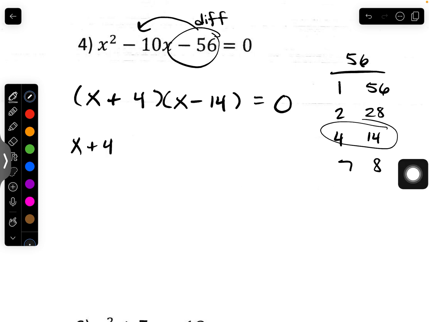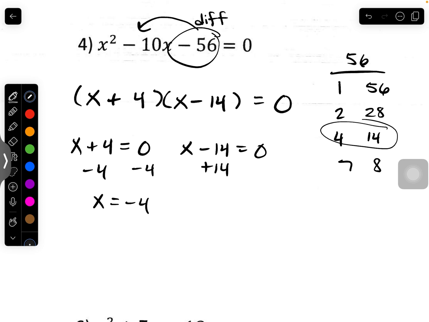As we move forward, though, with more complex equations, it might be helpful to remember that we're setting up these equations, those factors are both equal to 0. So x is equal to negative 4. For that second equation, we'll add 14. So x is equal to positive 14. If I put that in set notation, x equals negative 4 and 14.